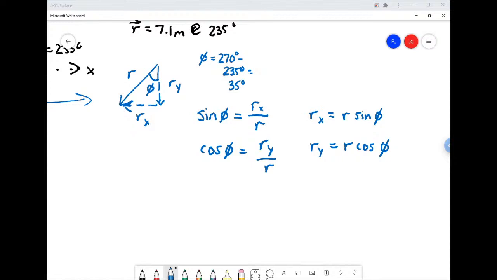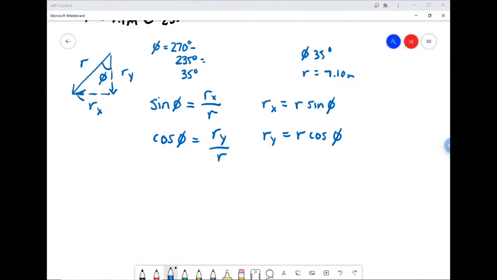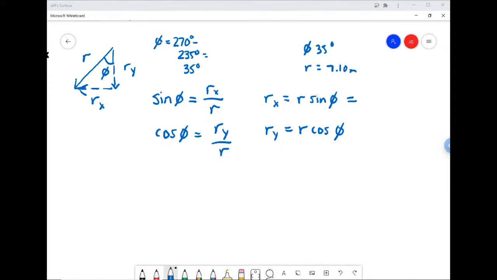Okay? So at this point, you plug and chug in your calculator. Make sure your calculator is in degree mode. So phi is 35 degrees, and R is 7.10 meters for me. And when I plugged that in, I got the x component is equal to 4.07 meters, and the y component is 5.82 meters.